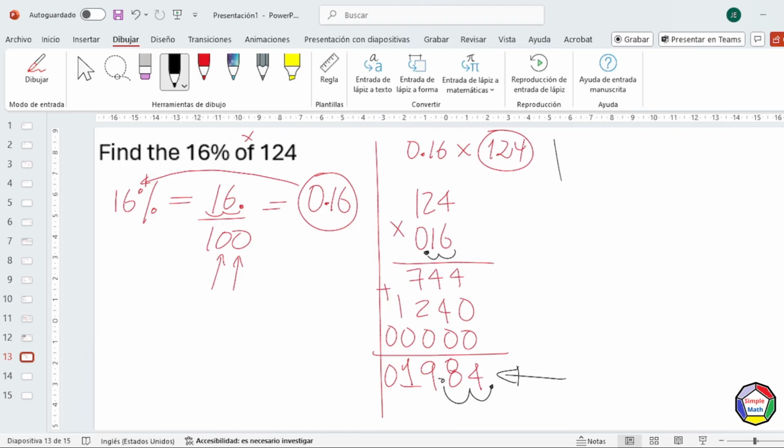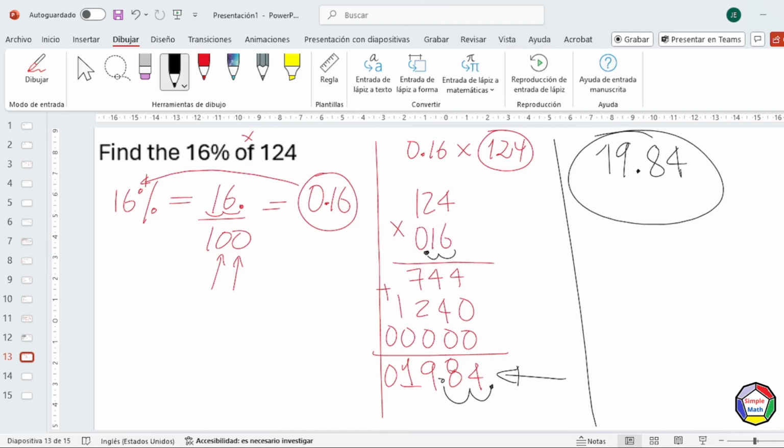So that means 19.84 is the 16% of 124. This is the way we calculate that. This is going to be my answer.